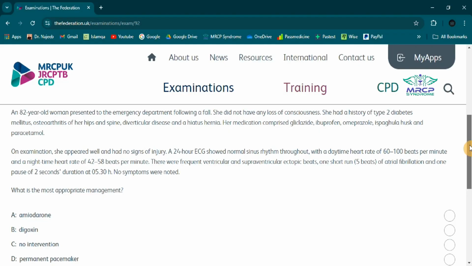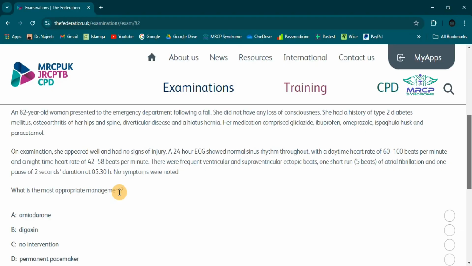No symptoms were noted. What is the most appropriate management? The most appropriate management for this 82-year-old woman, who presented after a fall but had no signs of injury, and had normal sinus rhythm throughout the 24-hour ECG with some notable findings, such as the nighttime heart rate dropping to 42 to 58 beats per minute, frequent ventricular and supraventricular ectopics, a brief episode of atrial fibrillation of 5 beats, and a 2-second pause at 5:30 am, would be no intervention.